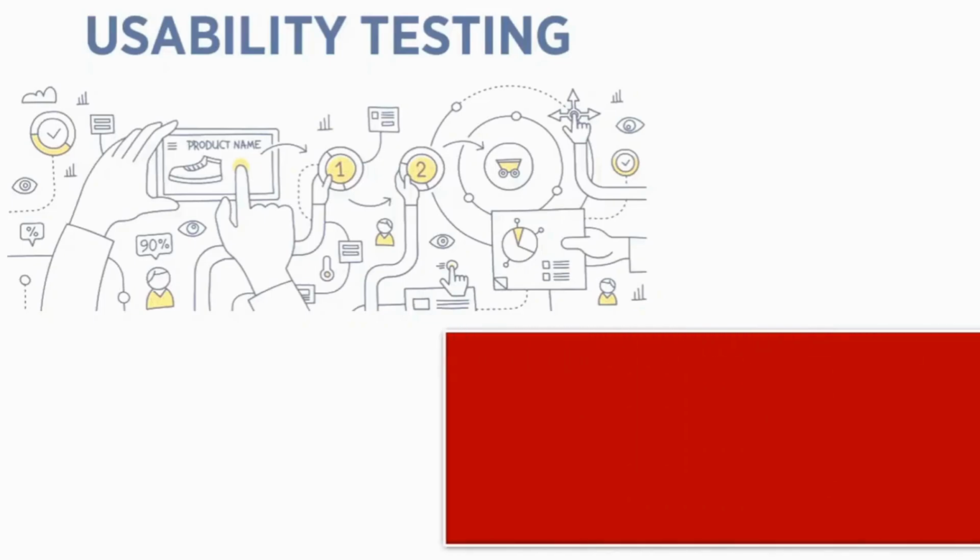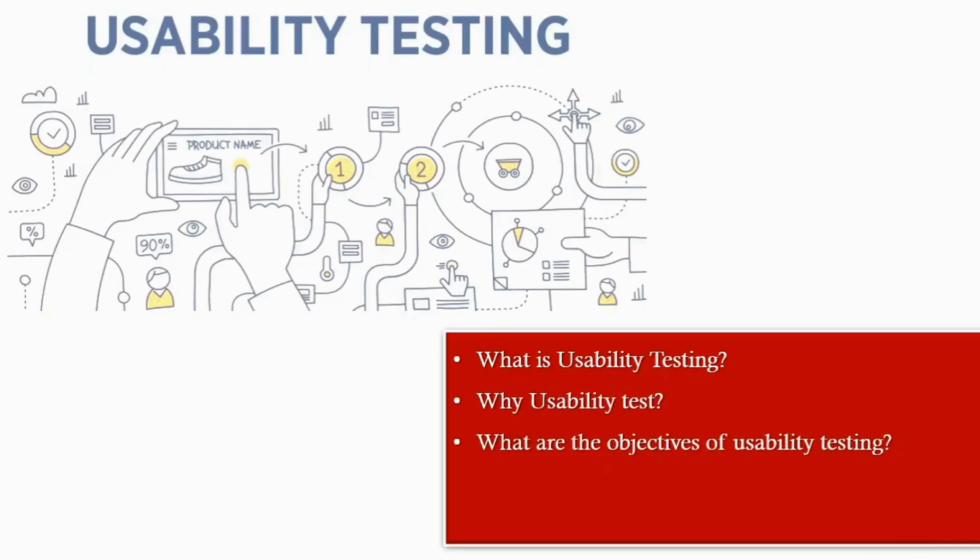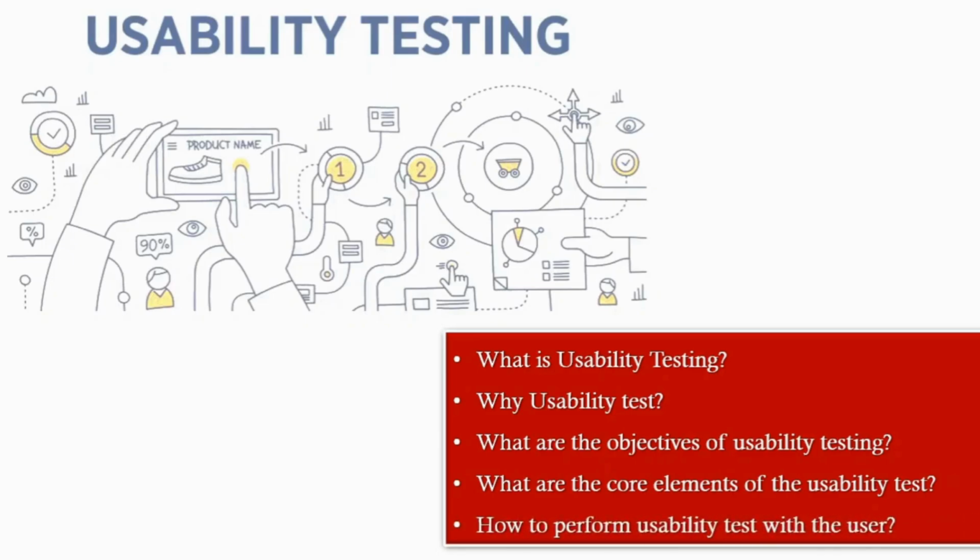So basically, we must understand what usability testing is, then why usability testing is performed, then what the objectives of usability testing are, then what the core elements of the usability test are, and the last one, how to perform the usability test with the user. So ultimately, when it comes to usability testing, we must know the definition of usability.